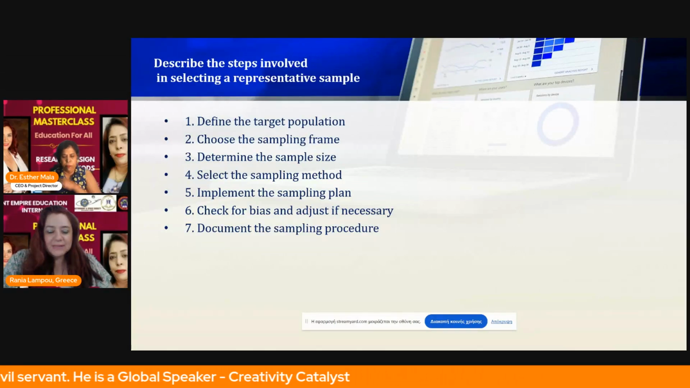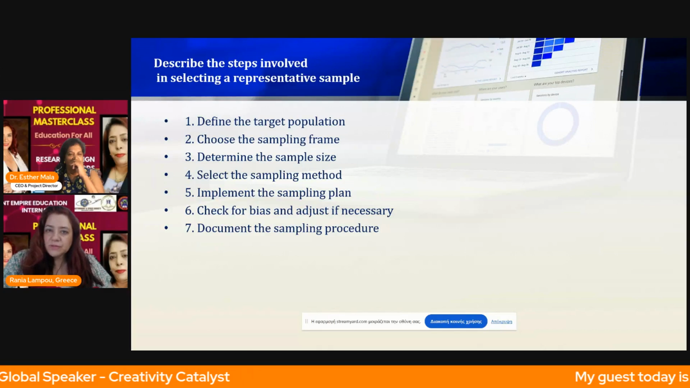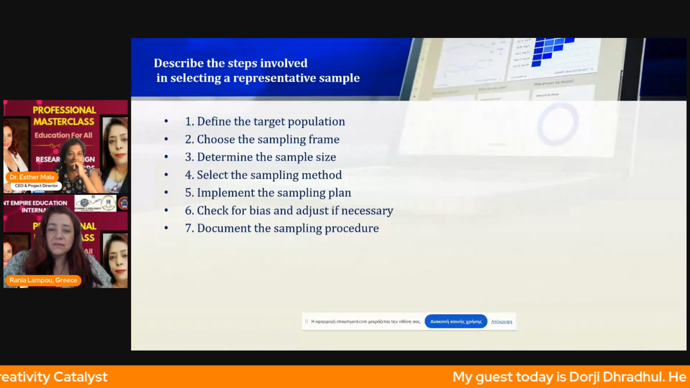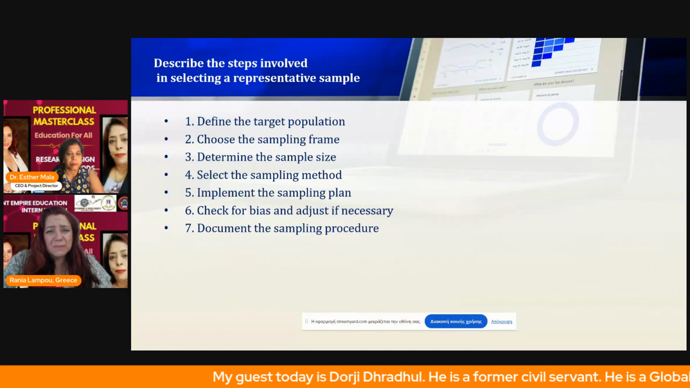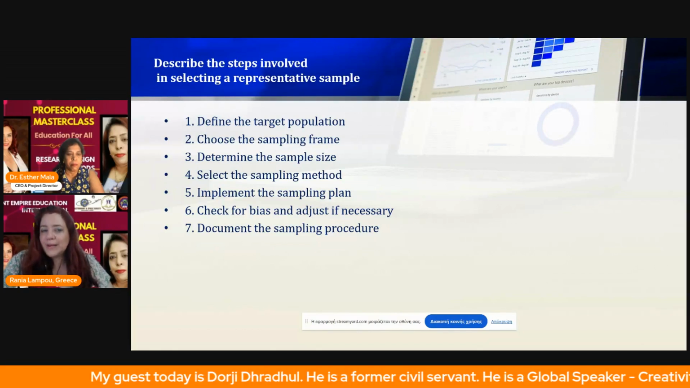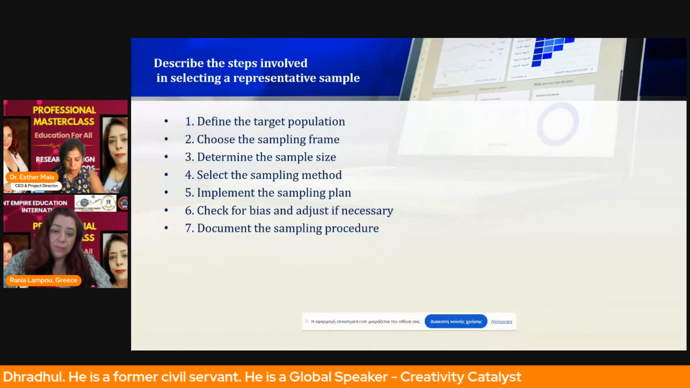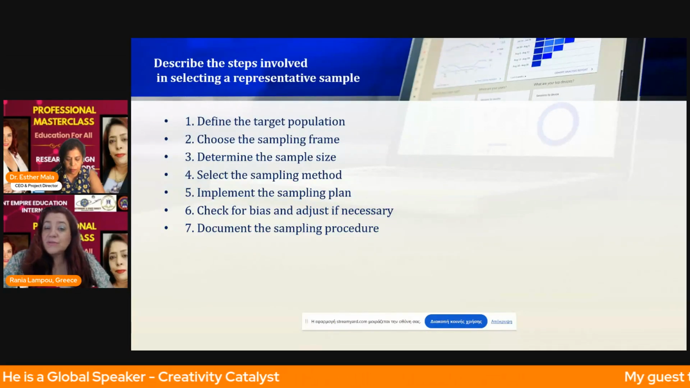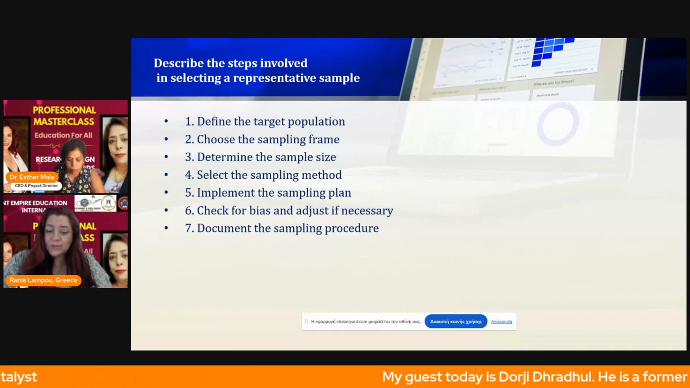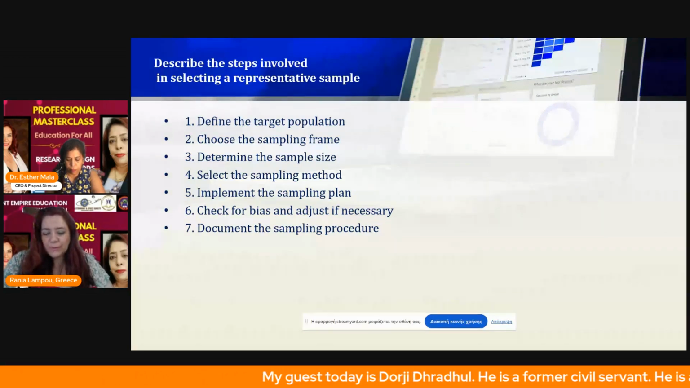This is a list or database from which the sample will be selected. For example, student enrollment records, hospital patient list. Why it matters: it should be as complete and as accurate as possible to reflect the target population. Of course, the target population ensures that the sample is drawn from the correct population relevant to your research question.